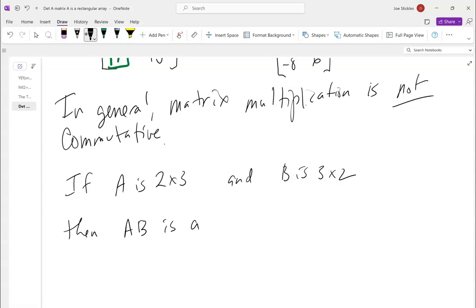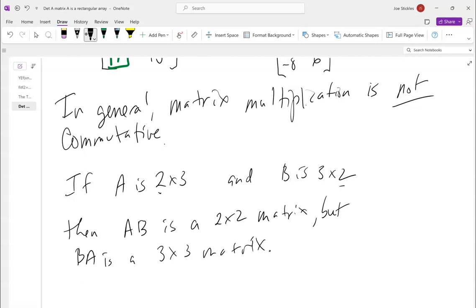What size does A times B have if you multiply those together? 2 by 2, right? Because again, you match the outer numbers. Rows of the first, columns of the second tell you what size it has. How about B times A? It'll be 3 by 3. So just because the multiplication is defined in both ways doesn't guarantee you'll get the same size even. So like I said, matrix multiplication is weird. Lots of different ways that things could go.